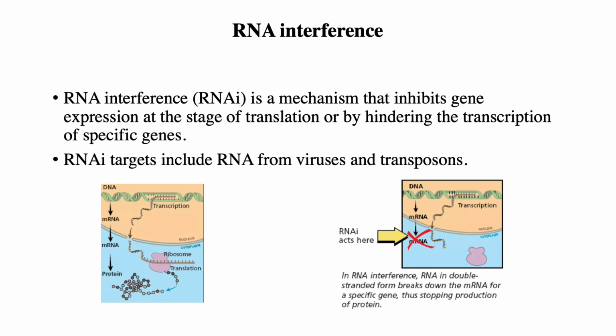For example, when we are infected with a virus, the genetic material of the virus is most usually RNA. So these RNAs are recognized by the cellular machinery and are targeted so that they are rendered non-functional and do not affect the host cells.